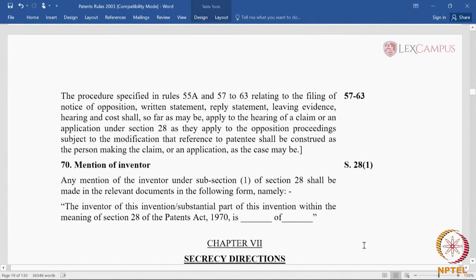And Rule 70 tells us the form in which the mention has to be made. Any mention of an inventor under 28(1) shall be made in the relevant documents, that is the complete specification and the register, in the following form: The inventor of this invention / substantial part of this invention within the meaning of section 28 is ____ of ____. Okay. Now this is the way in which mention of inventor has to be carried out.